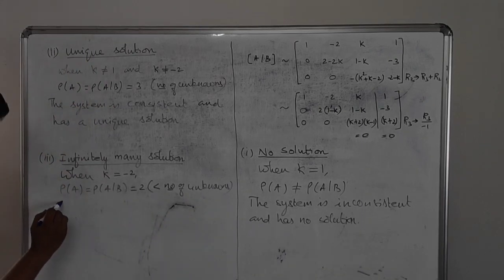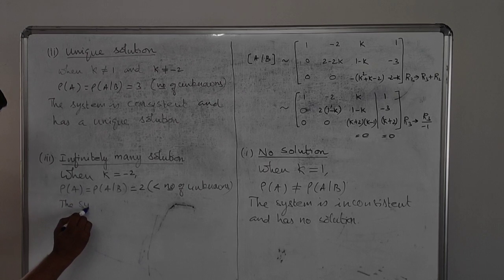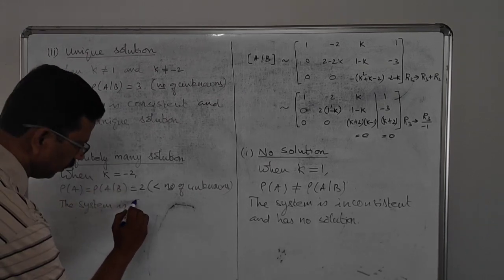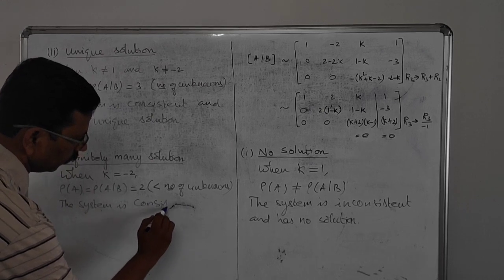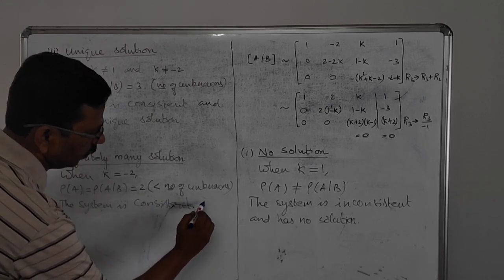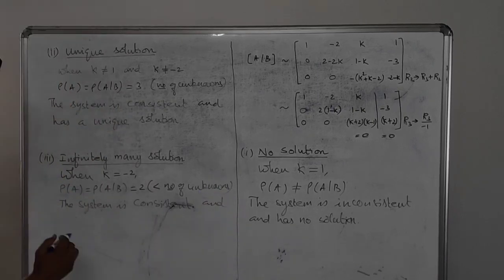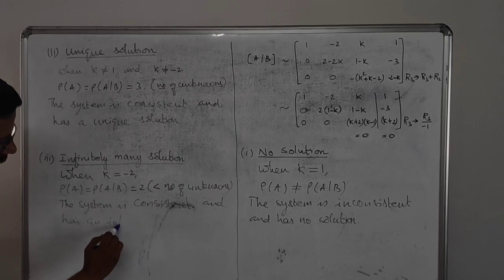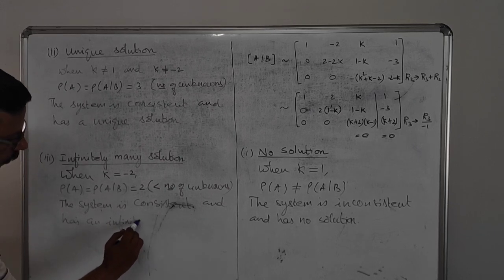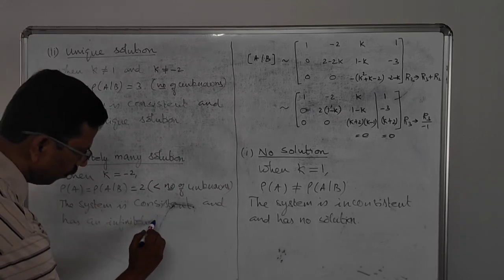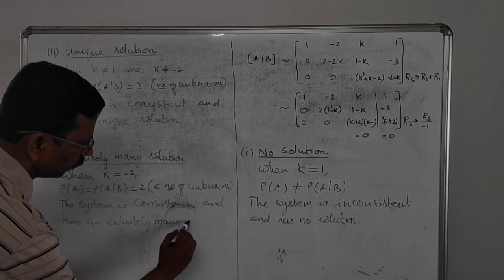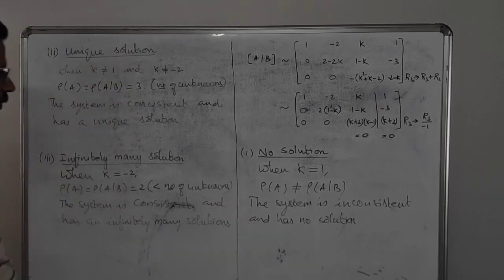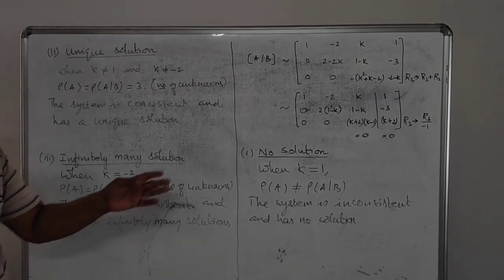Therefore, we can say this system is consistent and has infinitely many solutions. Infinitely many solutions. Okay. Now let us see the next problem.